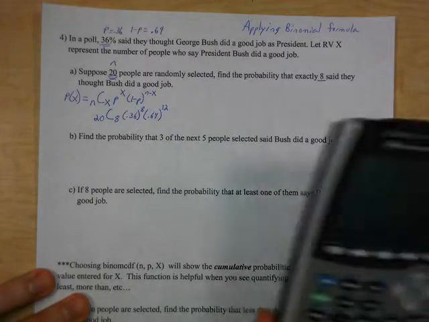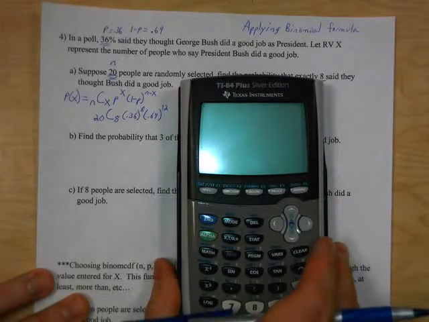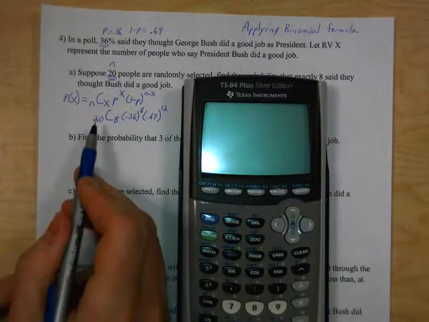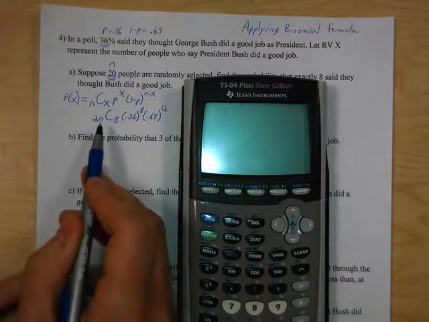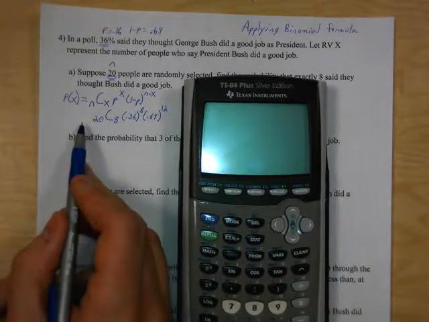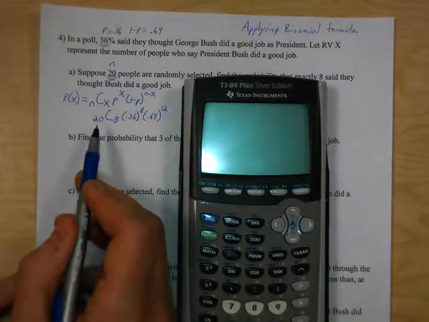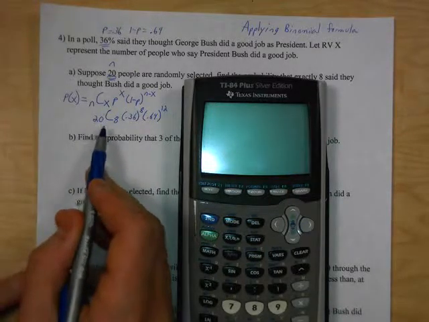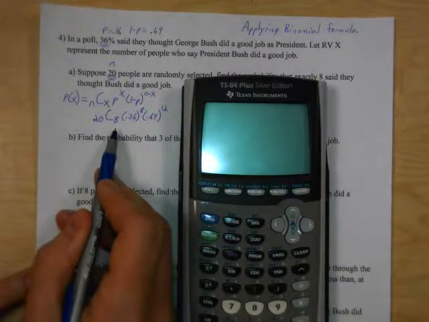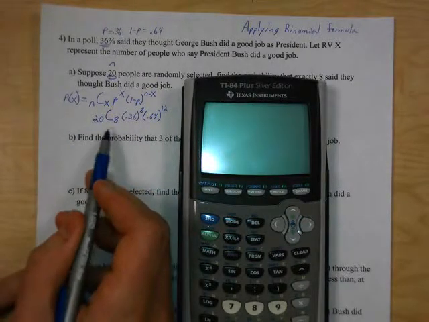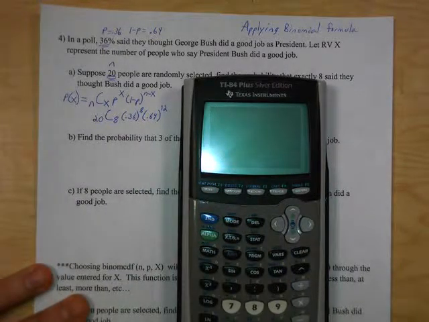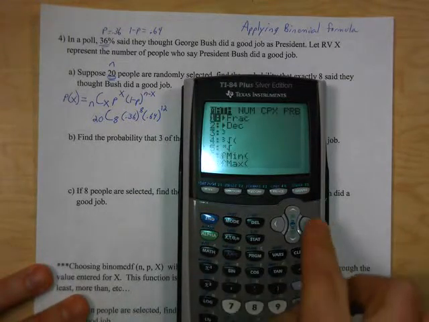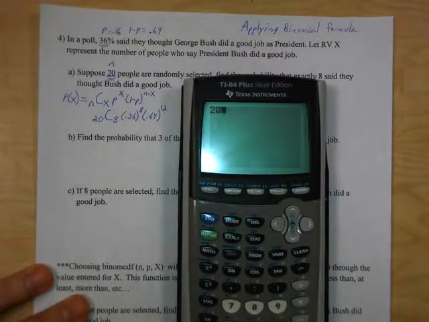Now to do this on your calculator, to do the 20C8, so basically saying if you chose 20 people, how could you organize or arrange 8 successes, or 8 people that said Bush did a good job? For example, if you listed 20 people, you could have the first 8 said he did a good job and then the next 12 said he didn't. Or you could have the first 7 say good job and then the 8th person not a good job, 9th person good job, and then the rest not a good job. So rather than list all those out, I don't know what you have to do for the next week and a half, but combinations are the way to do this.